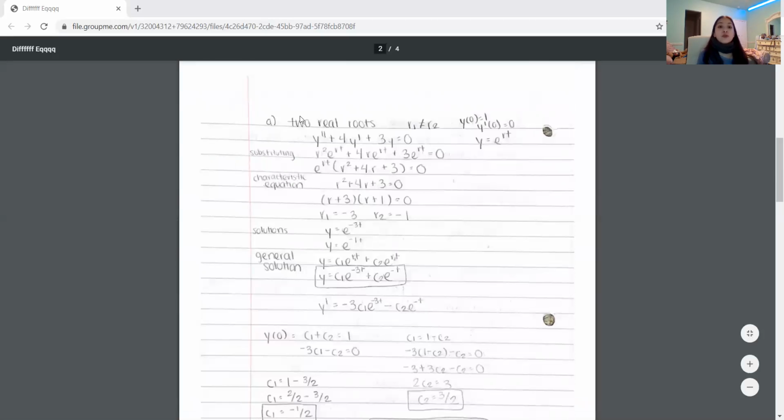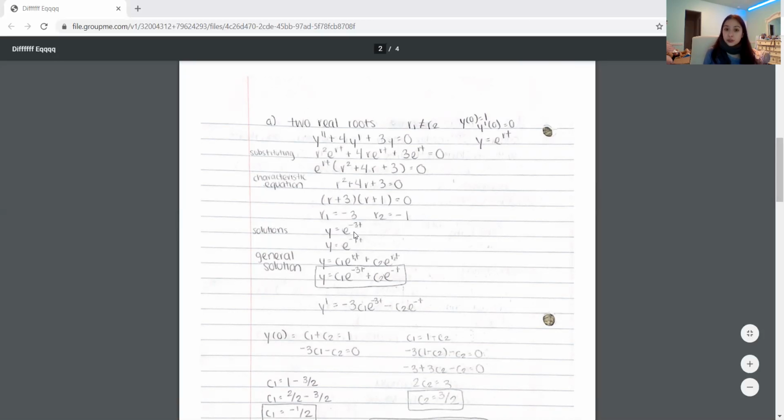This example involves 2 real roots that are not equal to each other. The equation is y double prime plus 4y prime plus 3y is equal to 0. And we have the initial conditions, y of 0 is equal to 1 and y prime of 0 is equal to 0. We're going to plug in y equals e^(rt) into our equation. After we factor out the e^(rt), we get that our characteristic equation is r squared plus 4r plus 3, and it's equal to 0. We get our roots that are -3 and -1.